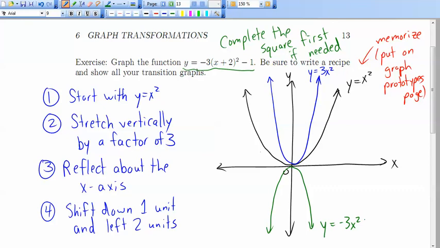And lastly, we're going to take that green graph and shift it down 1 unit. So it looks like y equals negative 1 is going to be a new interesting y value. And left 2 units. So negative 2 is going to be a new interesting x value. So here's my new vertex at negative 2, negative 1. And our graph opens downwards there. And that's my final graph. y equals negative 3, x plus 2 squared minus 1.